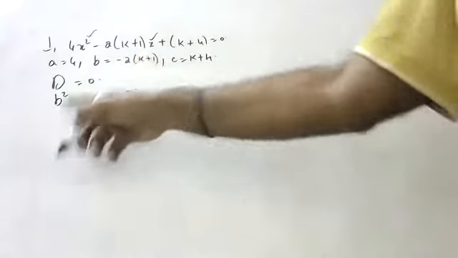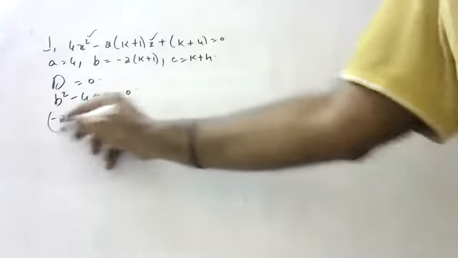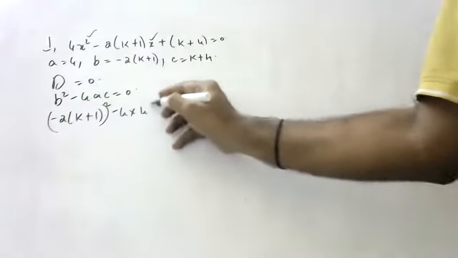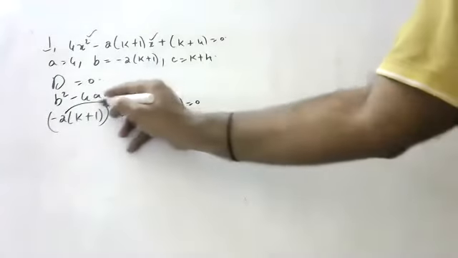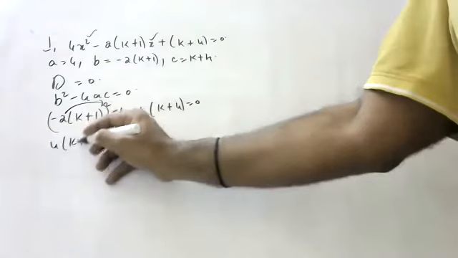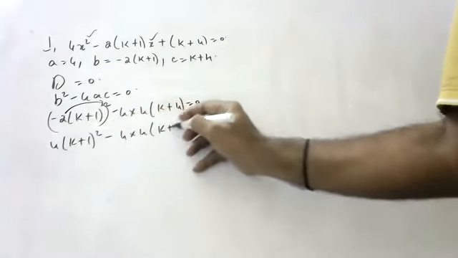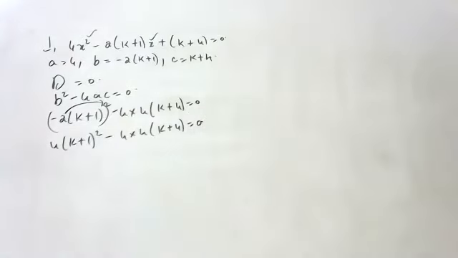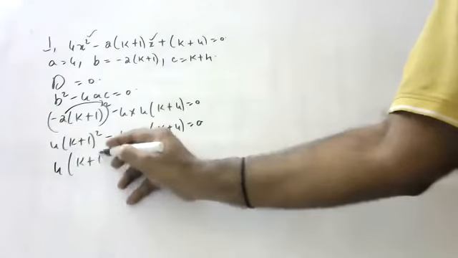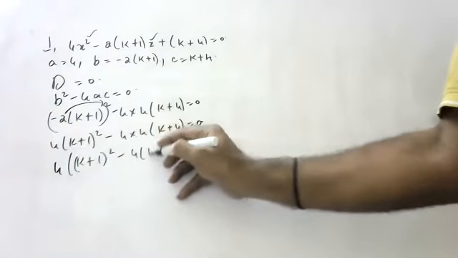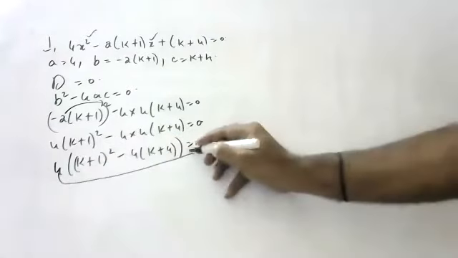B is how much, children? Minus 2 into k plus 1, whole square. 4 into k plus 4 is equal to 0. Okay, minus 2 whole square is 4, children. 4 into k plus 1 whole square minus 16 into k plus 4 is equal to 0. Okay, children, take 4 common, children. If you take 4 common, k plus 1 whole square minus 4 into k plus 4 is equal to 0. This 4 will go down, children.